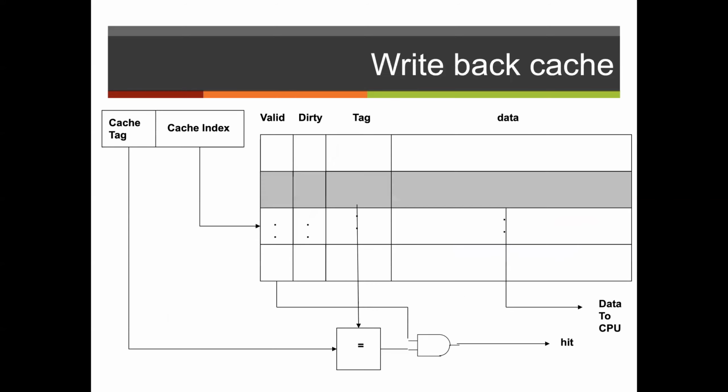If we take a look at our circuit for our write-back cache, we have our cache tag and our cache index that correspond to the cache. The write-back cache has a dirty bit added to the cache. When someone writes to memory, we set the dirty bit at that point. So if that value gets evicted, then it has to be written to memory as well.